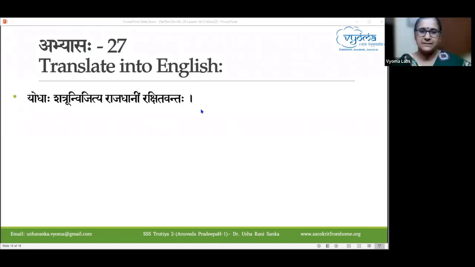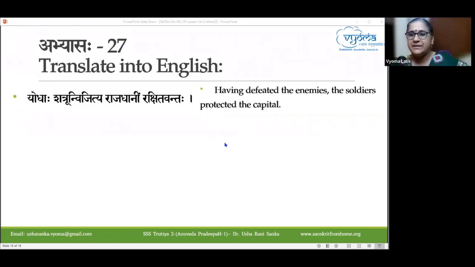Yes, correct. Having defeated the enemies, the soldiers protected the capital. Correct. Shatrun Vijitya. So you all are following these forms, right? Vijitya is Lyap, and Shatrun is Ditya Vibhakti. Please follow these things. I'm not explaining these small things anymore. Okay, so I think you are all following it.